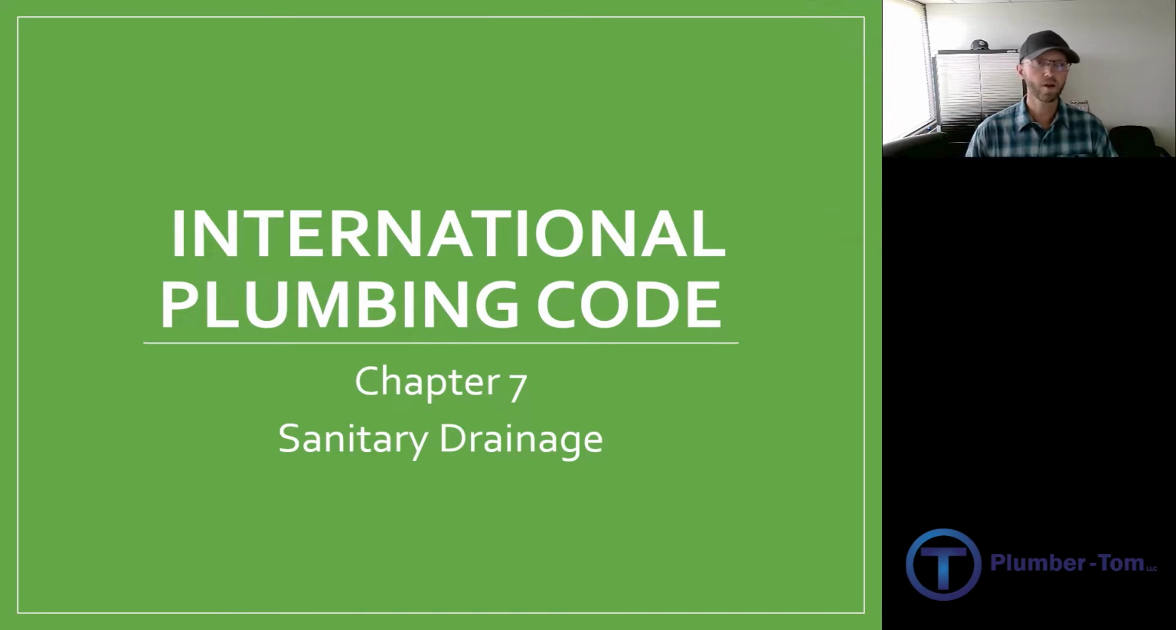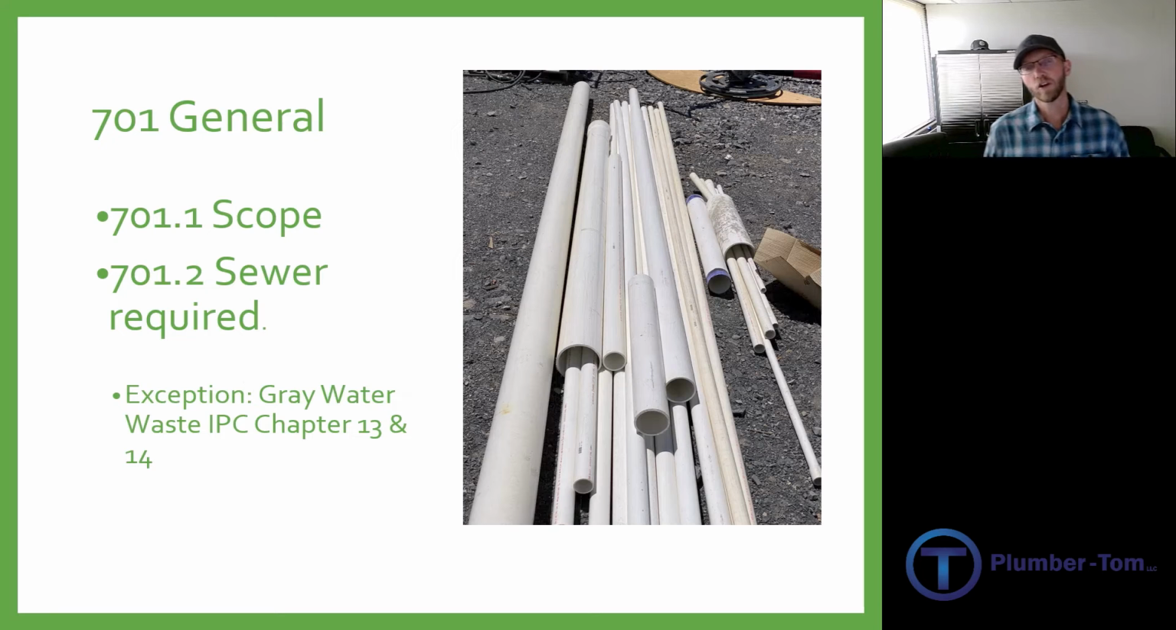So on we go into the International Plumbing Code Chapter 7, looking at sanitary drainage. I invite you to pull out your book, follow along, make sure you understand what these sections are talking about. Let's start in 701, General. As we look at the scope of this chapter, it says the provisions of this chapter shall govern the materials, design, construction, and installation of sanitary drainage systems. That's what this chapter is all about.